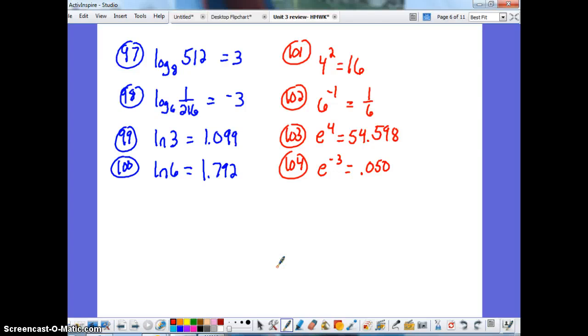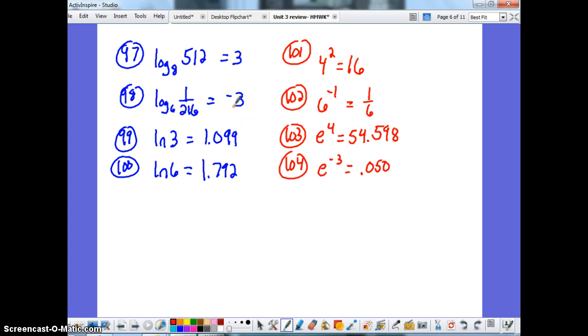This is Unit 3 review for pre-calc, page 271. This is the fourth video. I'm going to do the last part of the homework, 97 through 147 here. So 97 through 104, that section, it asks you to rewrite it as you solve. So in order to solve these, you have to rewrite it.